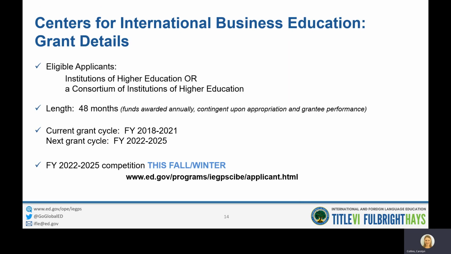Much like the National Resource Centers program, the CIBE grants go to institutions of higher ed or a consortium of institutions of higher ed. The length of the grant is 48 months again. So this program only competes for new grants once every 4 years. Luckily for any institutions who are interested out there, the next competition will be taking place this fall and winter. So that's fall 2021, winter 2022.